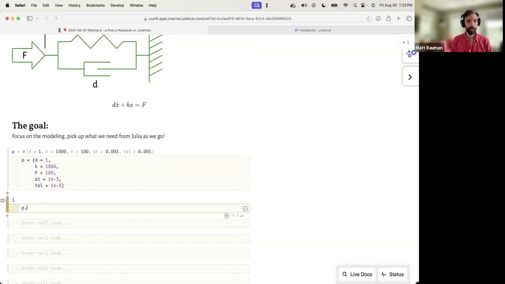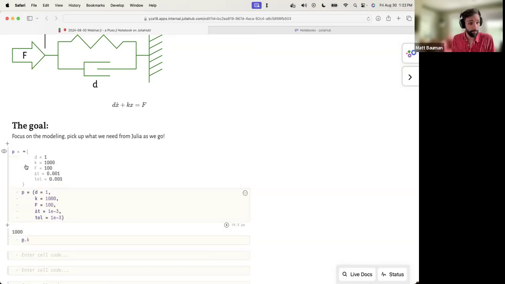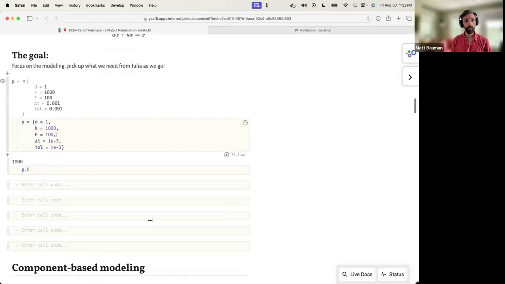That's going to be 1. P dot K is our spring constant. That's 1,000. All of these things are here. So this is just a little bit of organization, nothing more. But in terms of what Julia is doing, this is defining a name, P, that contains name-value pairs. Each one of these values has a name to it, and you can see how that works as you go through.